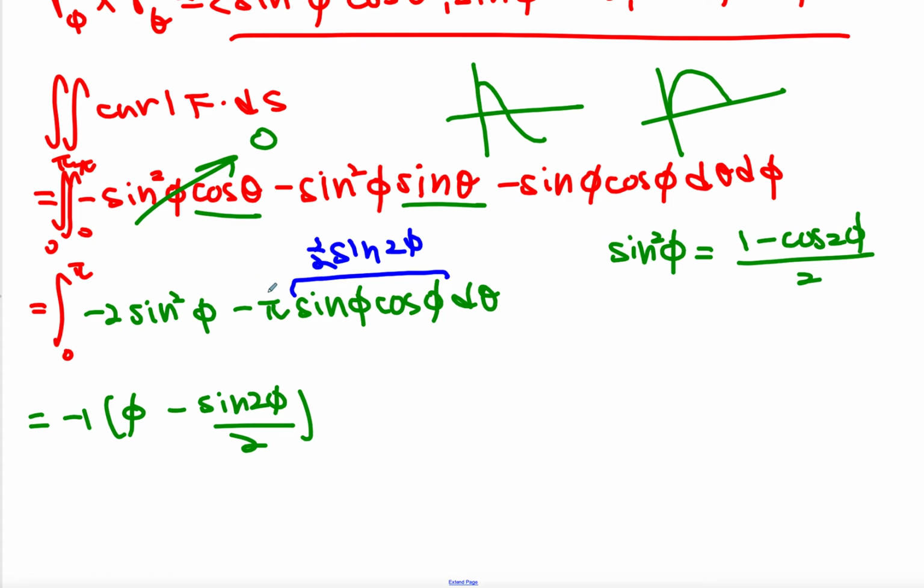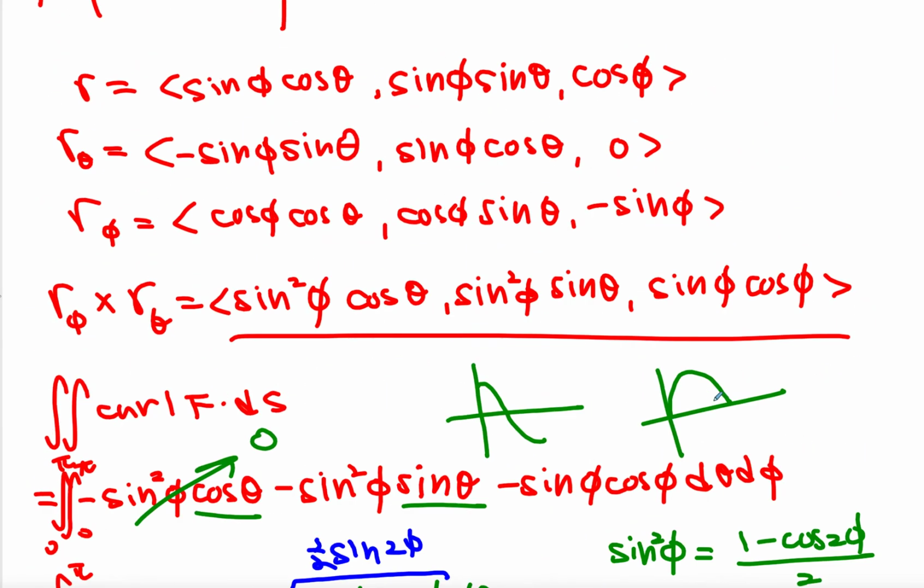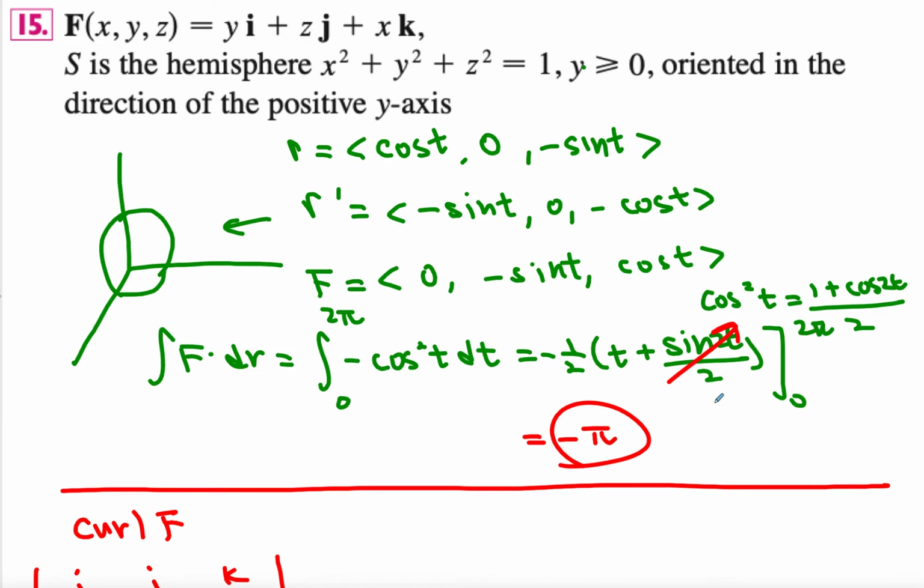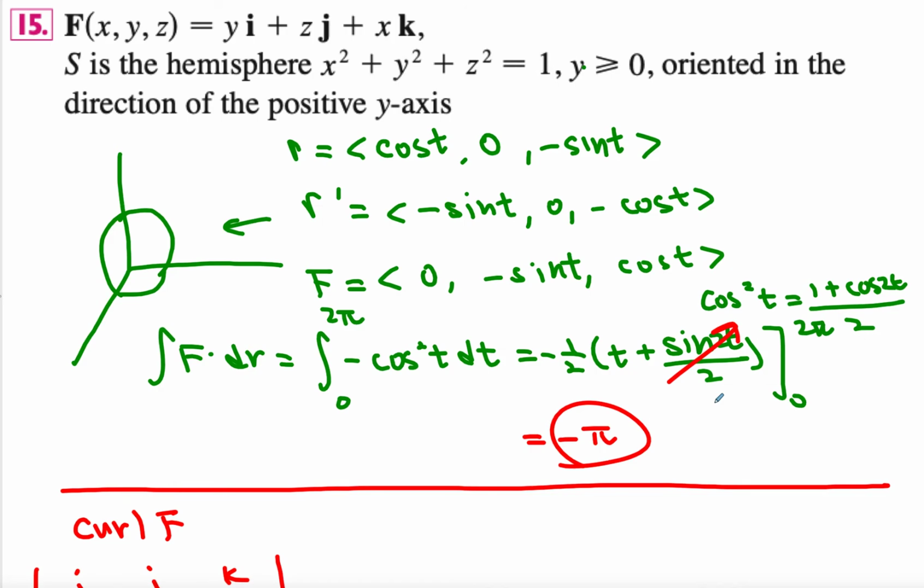Negative, actually it becomes positive, pi over 2, and then cosine of 2 phi over 2. That goes from 0 through pi. When I go from 0 through pi, because of these two as a coefficient, same thing is going from 0 through 2 pi, where these two things will cancel away. And our answer is negative pi. So either when I take the surface integral or line integral, you can see that my answers were the same. Hence, we're verifying the Stokes theorem.